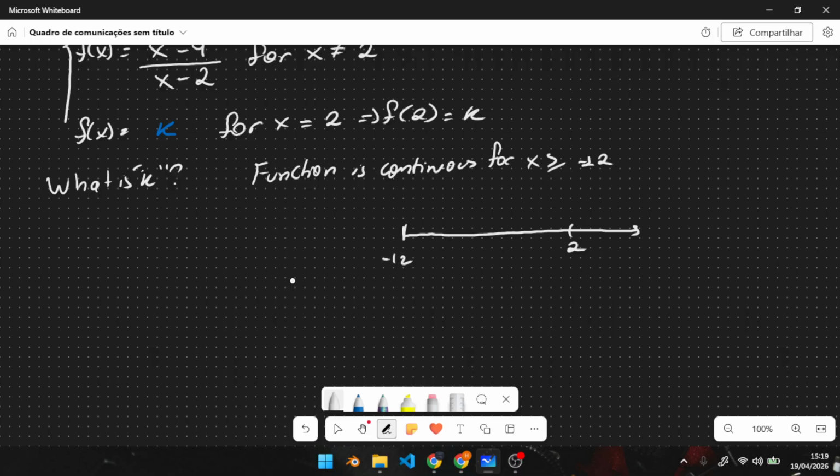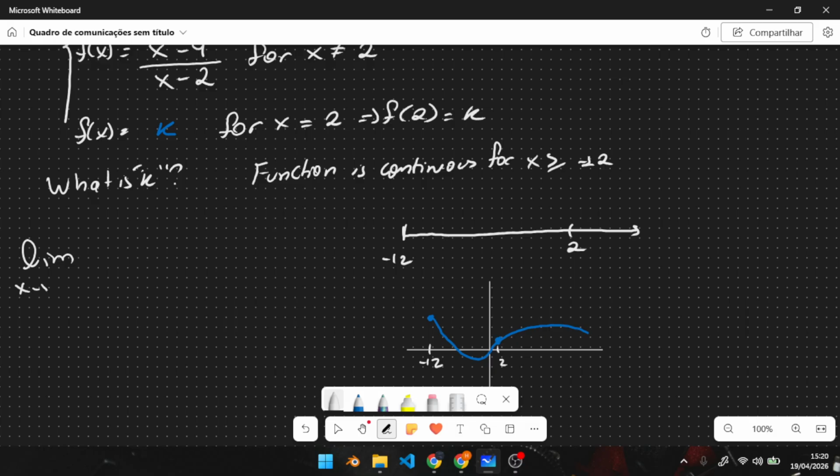Because if the function is continuous from minus 12 on, this means that if we look at the graph of this function right here, we are going to have a minus 12 here, and we're going to have, I don't know, like 2 here, and the function needs to be defined here. So it should be something like this. So this means that there is something here, it is defined at 2. Okay, how do we calculate that? And that's when limit enters the game.